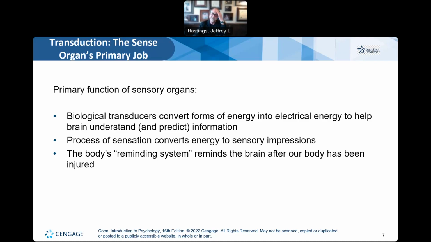One thing to know about the test: there may be a question on the primary function of sensory organs. The primary function is to convert forms of energy into electrical energy to help the brain understand and interpret information. The sense organs, again, your eyes, ears, nose, tongue, and skin, provide the senses of sight, hearing, smell, taste, and touch, and they're there to aid survival and our development, to learn the world around us and adapt as humans, and of course other animals, including even fish. Biological transducers, we'll talk about in a moment, take the data and convert that form of energy into electrical energy to help our brain understand and predict the information.